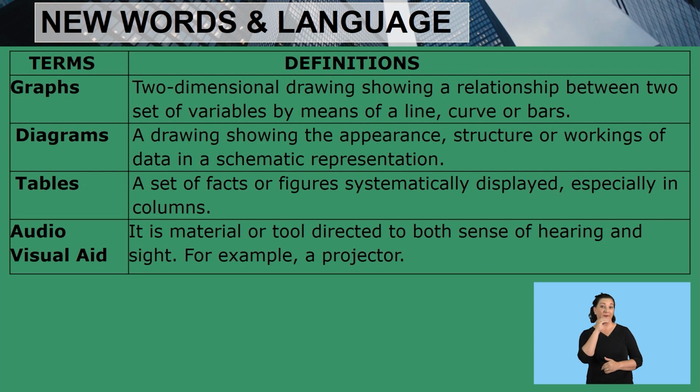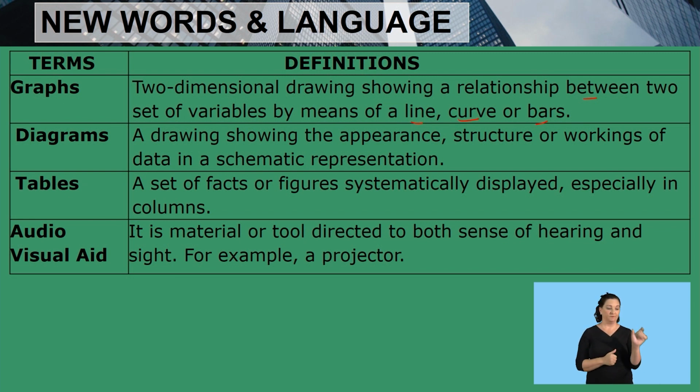So we've got the new words that we'll be learning in this lesson. These are the following terms that are very, very important. It is important that you understand these terms because we'll be coming across these terms quite often in this section. We've got graphs, which is also a form of a visual aid. A graph is a two-dimensional drawing showing a relationship between two sets of variables by means of a line, curve, or bars.